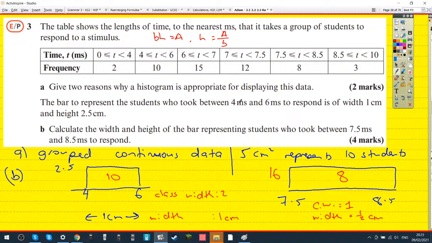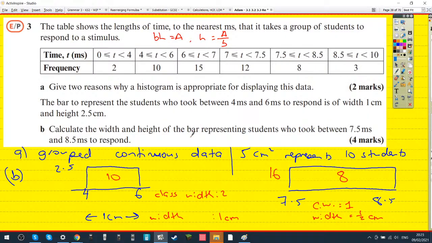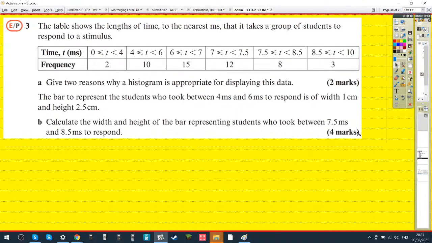The bar between 4 and 6 has a width of 1 and height 2.5. This stuff, histograms. It's the mixture of the actual data and the drawn data. Let's see. Make this a bit smaller.